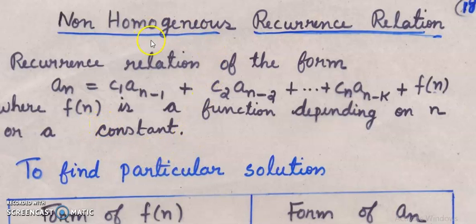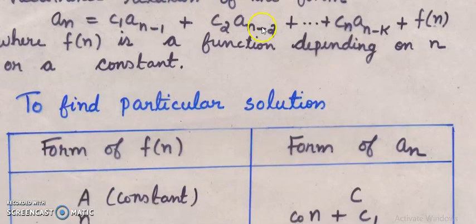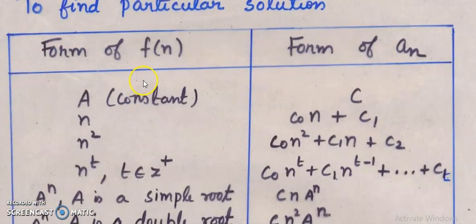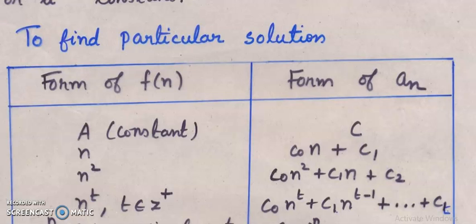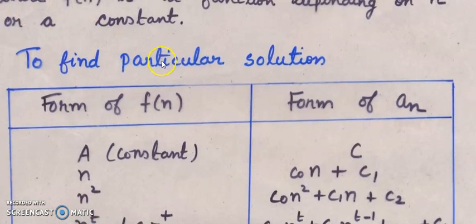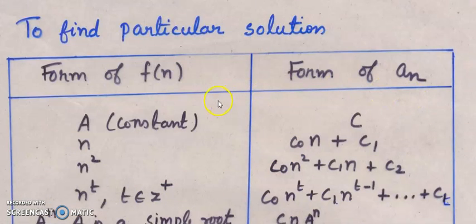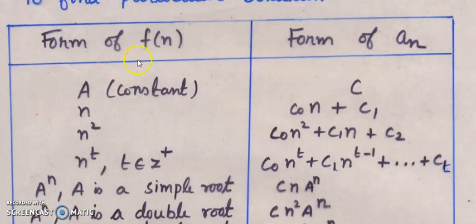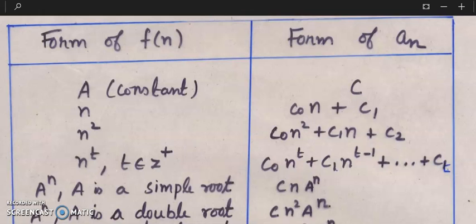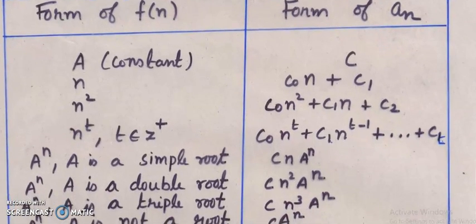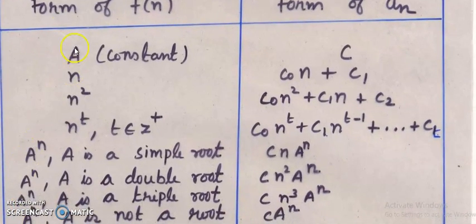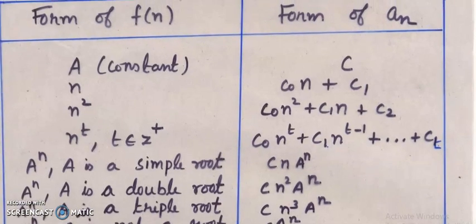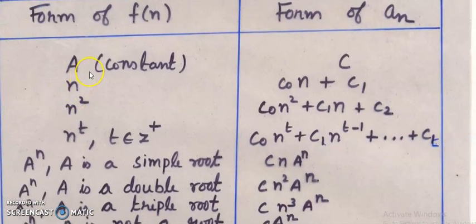Now in non-homogeneous recurrence relation, we have to find the particular solution also. Now how to find the particular solution? So let us learn the method to find the particular solution. We have the particular solutions when f(n) is of this form. Here is a table. When f(n) is of the form in the column, then we take the general form of the solution as given here.